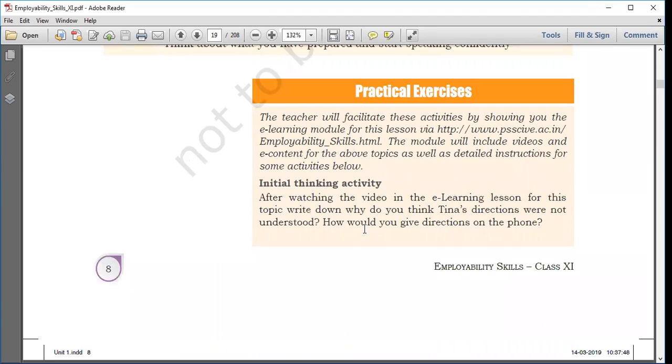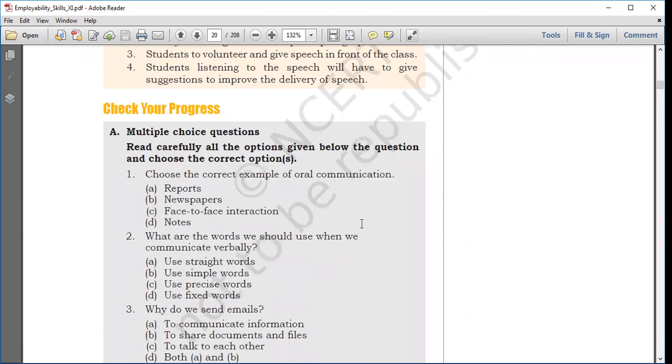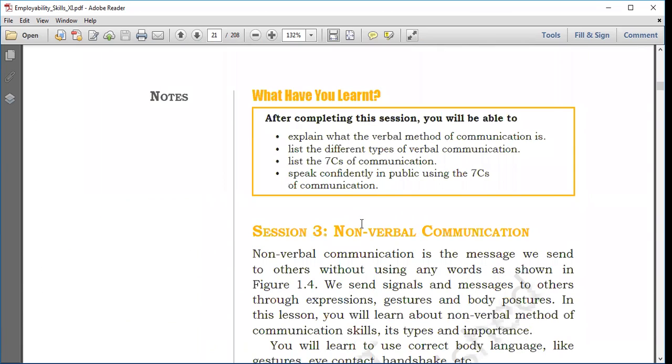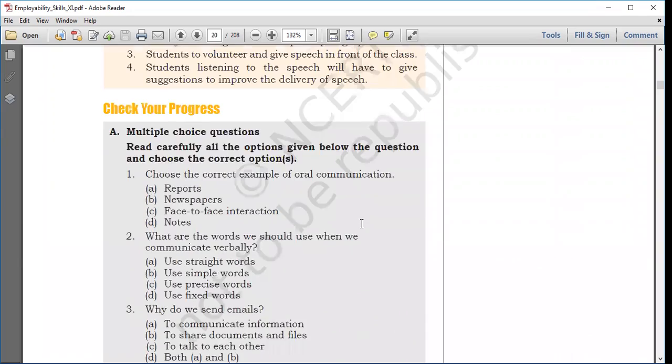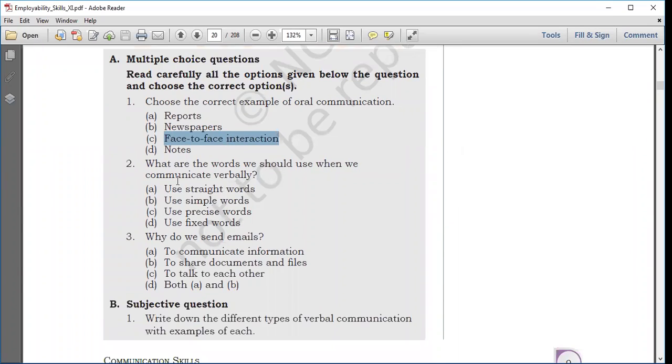Then there are activities which we can perform in classes: role play, public speaking, and some questions. I'll give you answers, so let's discuss this question and answer. Choose the correct example of oral communication. Reports, they are not oral. Newspapers, they are not oral. Face-to-face interaction is oral. Notes are also not oral. So इसका answer होगा face-to-face interaction.